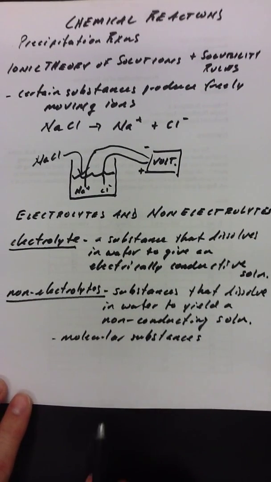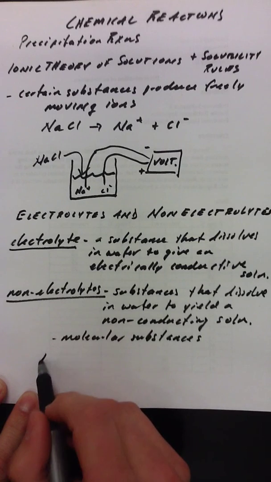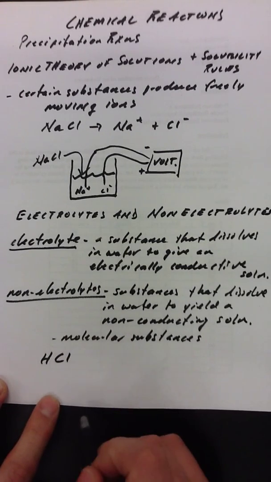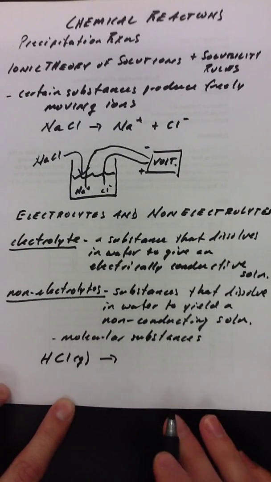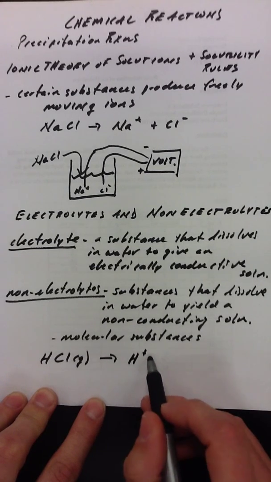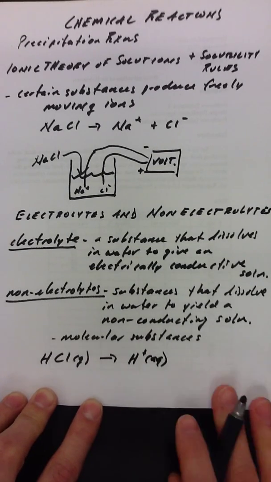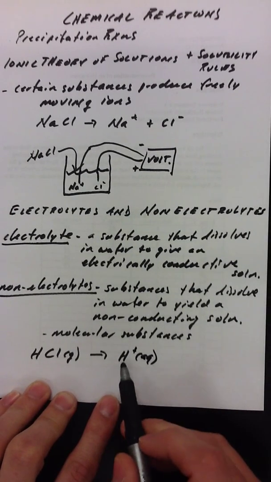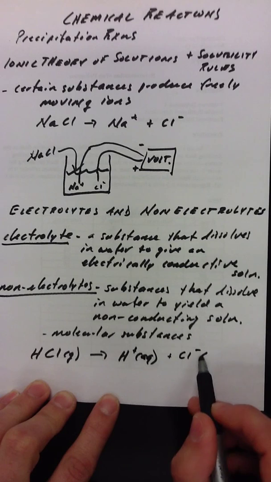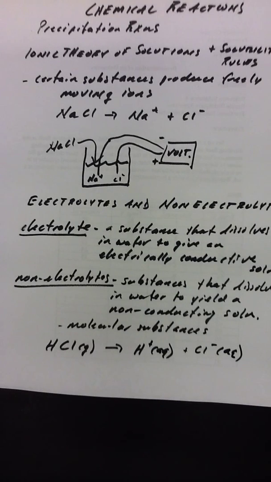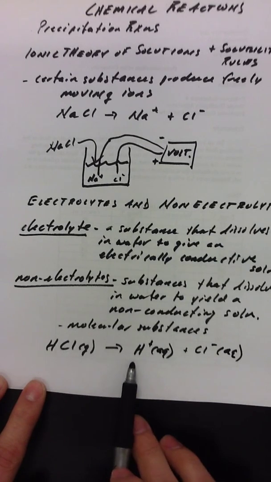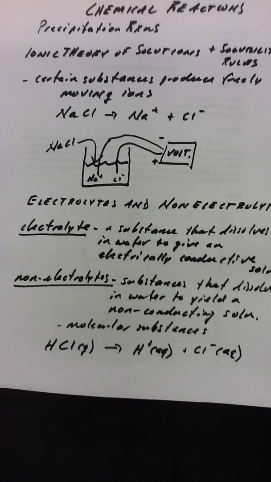One of the classic examples of a molecular substance that actually is an electrolyte is hydrogen chloride. So if we have hydrogen chloride, which actually exists as a gas, and we drop it into water, we get aqueous, and again, remember that aqueous means in water or in solution, hydrogen ions and chloride ions. And these make a conductive solution, or make water more conductive, just because it dissolves readily in water to yield hydrogen ions and chloride ions.